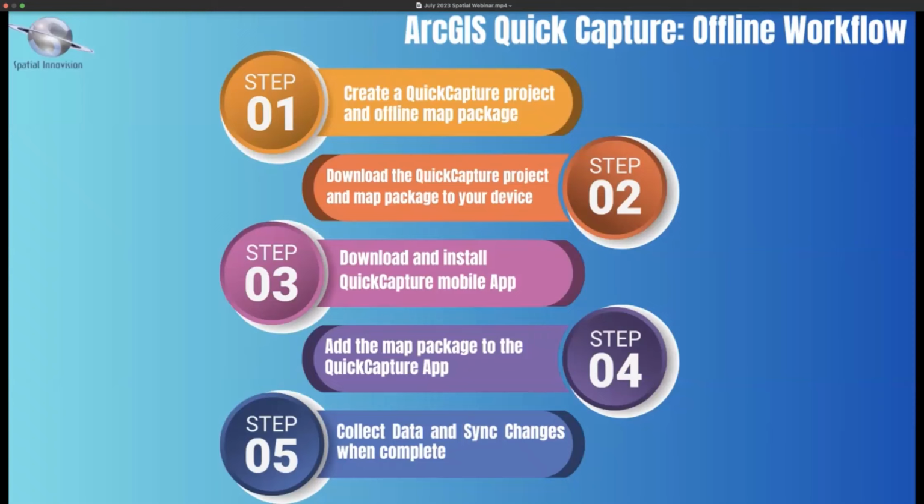Activate the offline mode in the QuickCapture application before heading into the field. By enabling this setting, you can confidently capture data without an internet connection. All the data collected is securely stored on your device until you have the opportunity to sync it with your main GIS system. With your project now available offline, you can collect data in the field using ArcGIS QuickCapture. The app's pre-configured templates streamline your data collection process, making it efficient and straightforward.